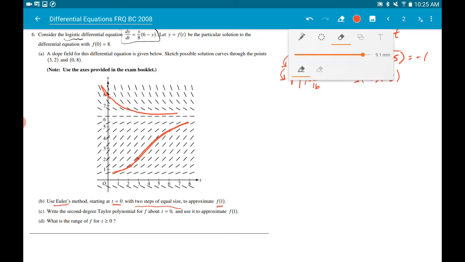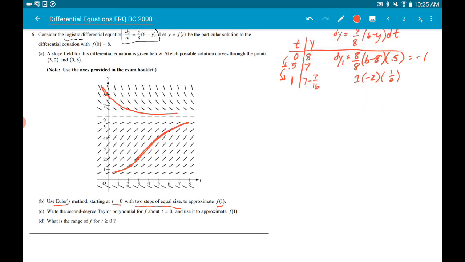All right, letter C. It says write a second degree Taylor polynomial for f about t equals 0 and then use it to approximate f of 1. All right, so the definition for a Taylor polynomial looks something like this. So I'm going to write it out. We're going to be working with this a lot in these last few weeks.